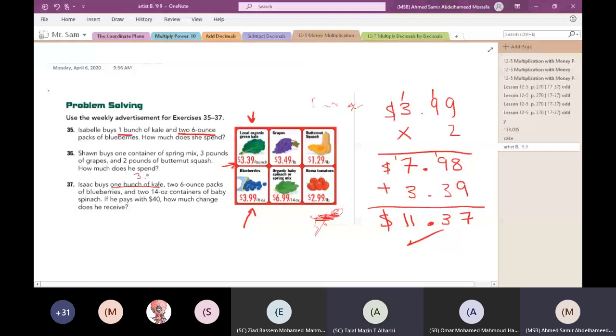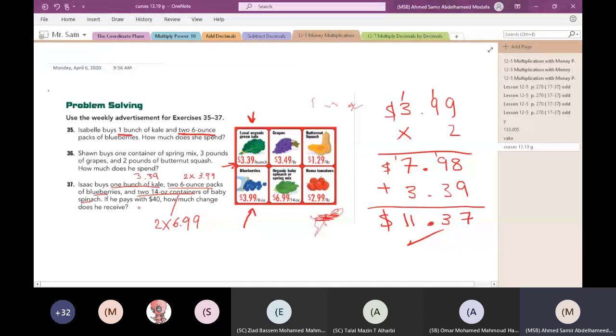And two bags of blueberries. Two packs, right? So this would be 2 times $3.99. And 2 containers of baby spinach. So baby spinach would be 2 times what? 6.99.